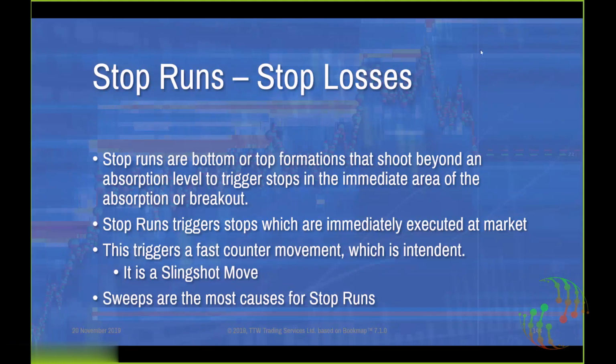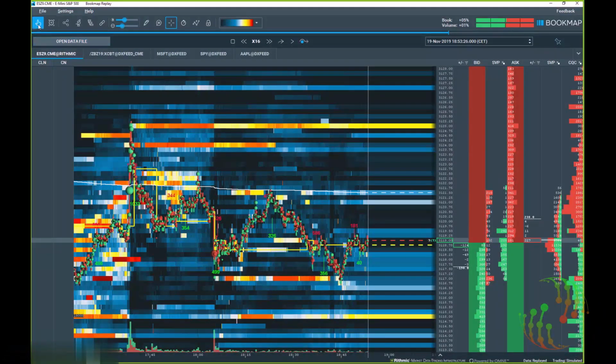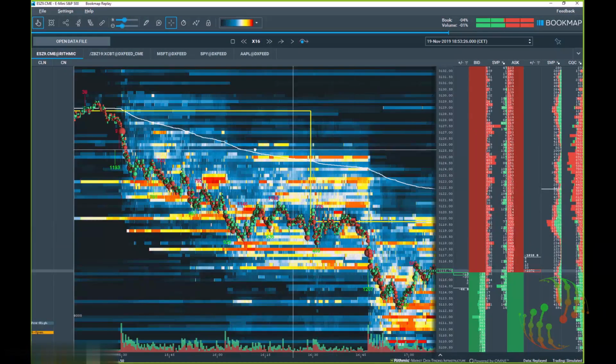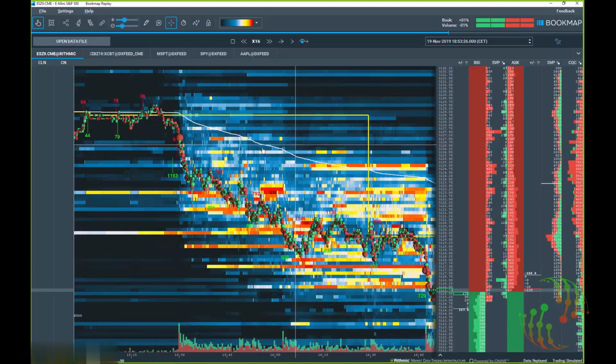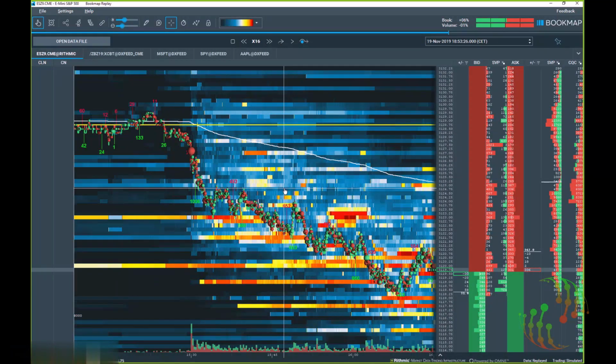Sweeps are the most common cause for stop runs. We had one yesterday. I would like to show you this one. Let me find it first. I think it is... let me go back to 47.